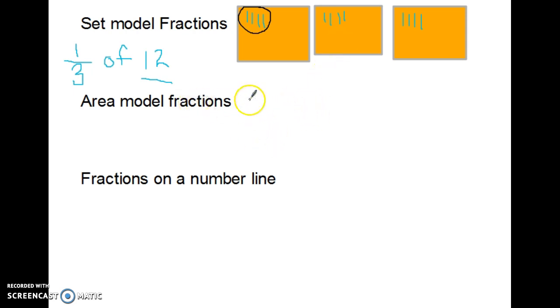An area model fraction would be if you have an area and you divide that up. So let's divide that up into 2 sections. So let's shade in 1/2. Okay.